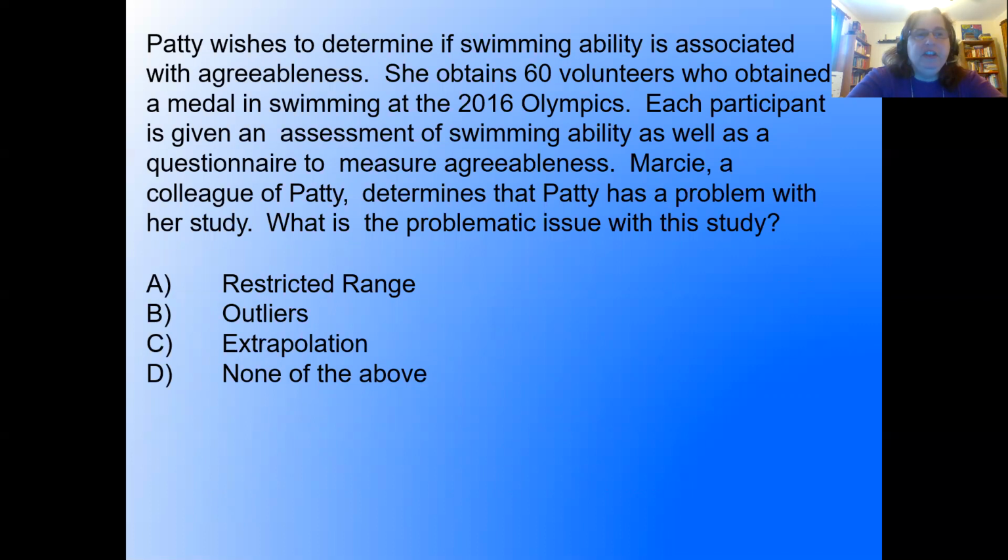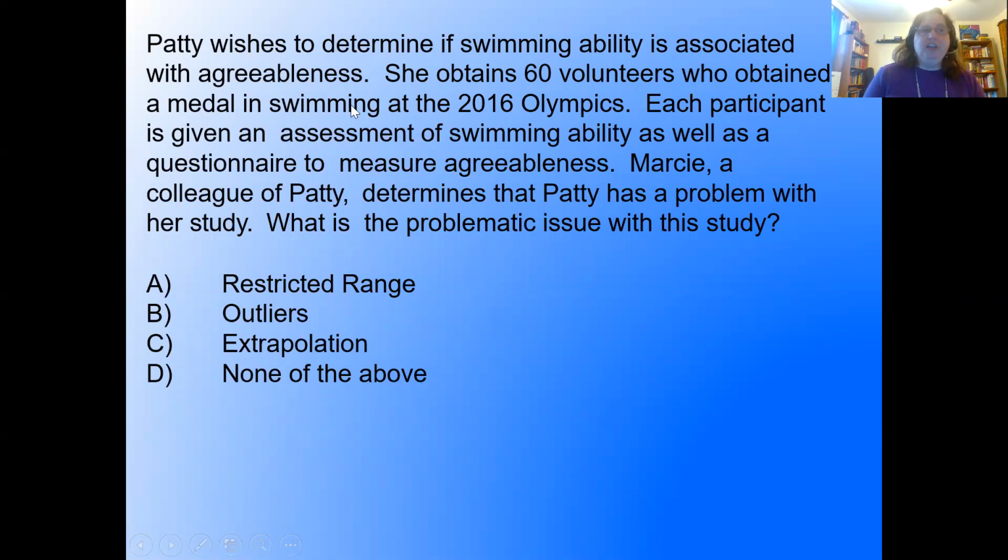And now I will tell you that the answer is A, restricted range. This is a classic example of what we talked about with restricted range. She is trying to see if swimming ability is associated with agreeableness in the general population. Does she assess the general population? No. She assesses a very specific group of top swimmers, right?